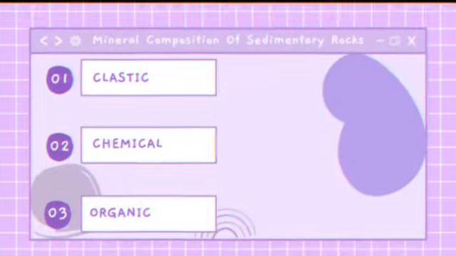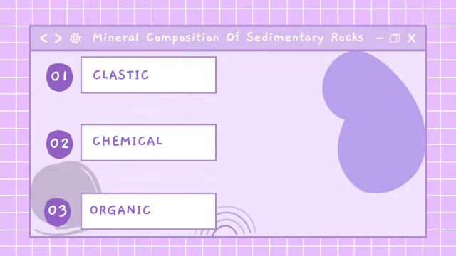Now let's go to the mineral composition of sedimentary rocks. As I discussed earlier, there are 3 types of sedimentary rocks which are clastic, chemical, and organic. For the mineral composition of sedimentary rocks, it is divided like this.